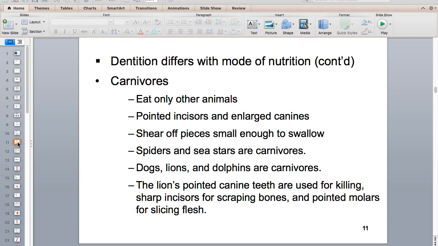So dogs, lions, dolphins are all carnivores. I mean, we might want to argue that dogs aren't really carnivores anymore, right? Because we feed them and they eat vegetables and stuff as well, but in the wild, okay? All right.